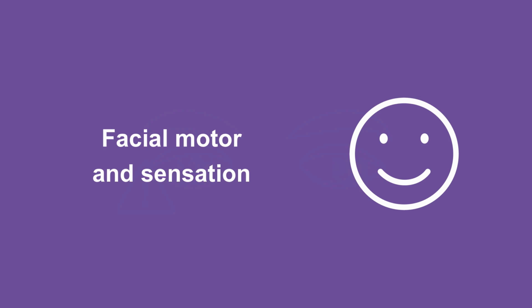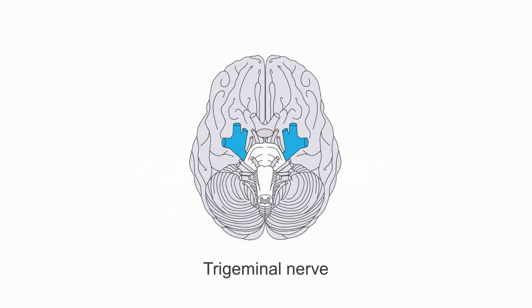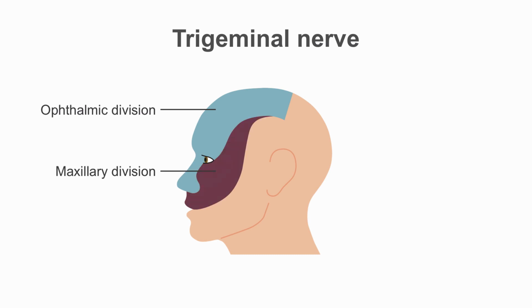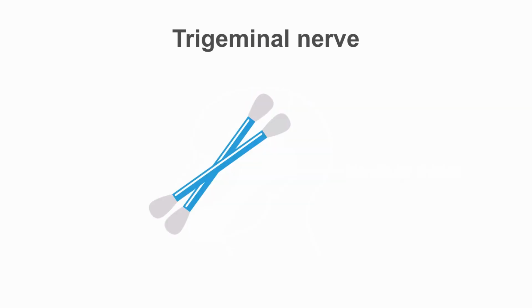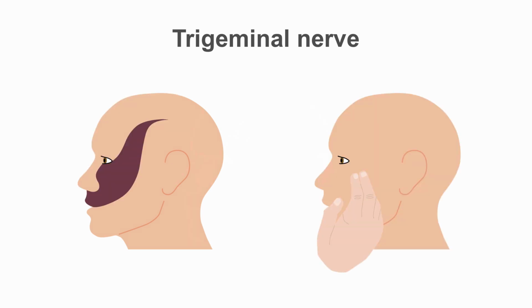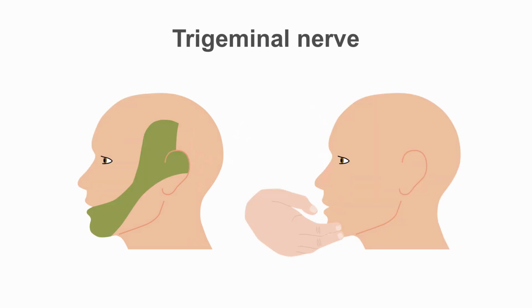2 nerves, cranial nerve 5 and 7, provide motor and sensory innervation to the face. The trigeminal nerve, cranial nerve 5, provides sensation to the face. The divisions of the trigeminal nerve include the ophthalmic division, maxillary division, and mandibular divisions. Sensation can be tested in each division or region using a cotton swab for light touch and pinprick. The corneal reflex tests the ophthalmic region. At the cheek, one can test the maxillary region, and the mandibular division is tested at the lower jaw.